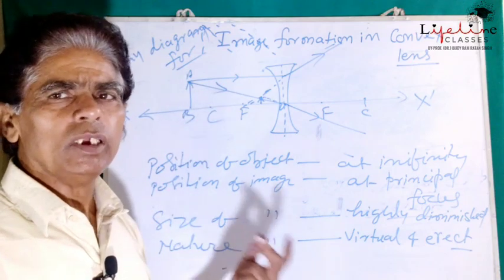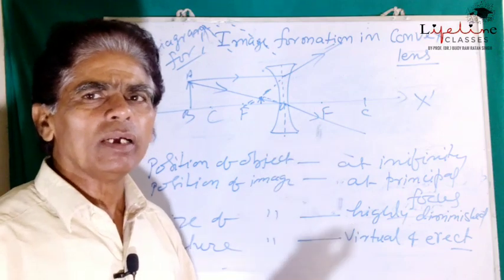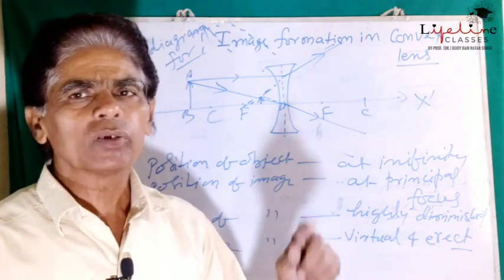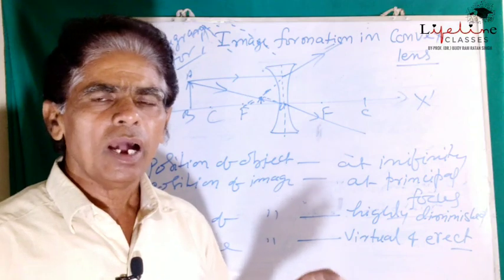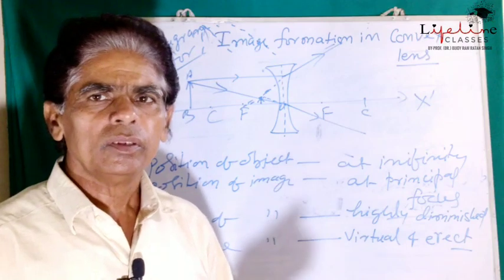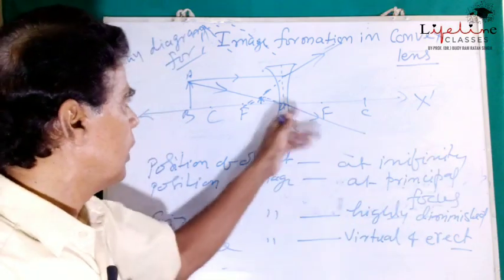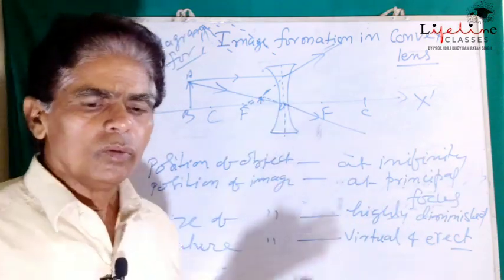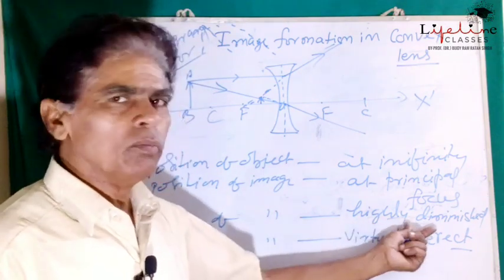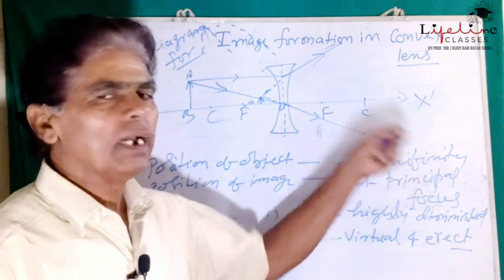So if the object is placed anywhere on the principal axis except infinity, we get the virtual and erect image of the object between principal focus and optical center. As the position of object is moved towards the lens, the position of image will also move towards the lens in the same way. So what is the nature of the image? Nature is virtual and erect, size is diminished, position of image at principal focus and position of object at infinity.